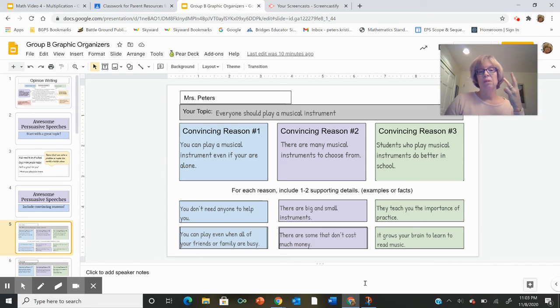So, do they have three different convincing reasons, reasons that would persuade the listener to believe what they're claiming? The next part is to include at least one, hopefully two, maybe even three, but our space is limited, supporting details for that convincing reason. It might be examples, it might be facts, anything that convinces and supports that reason.